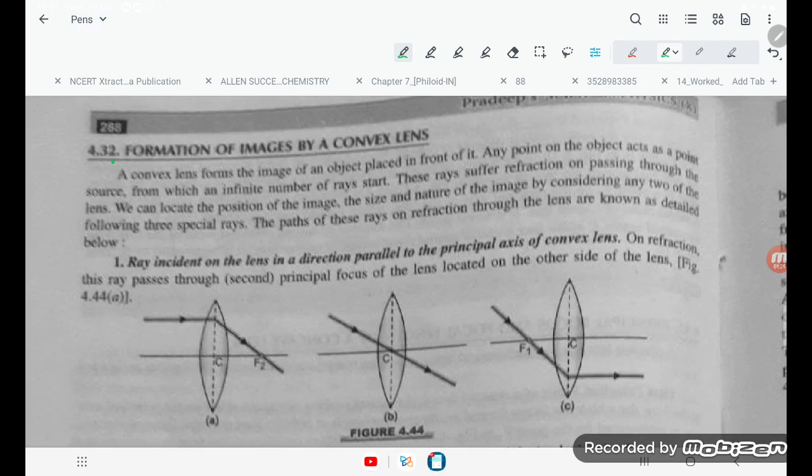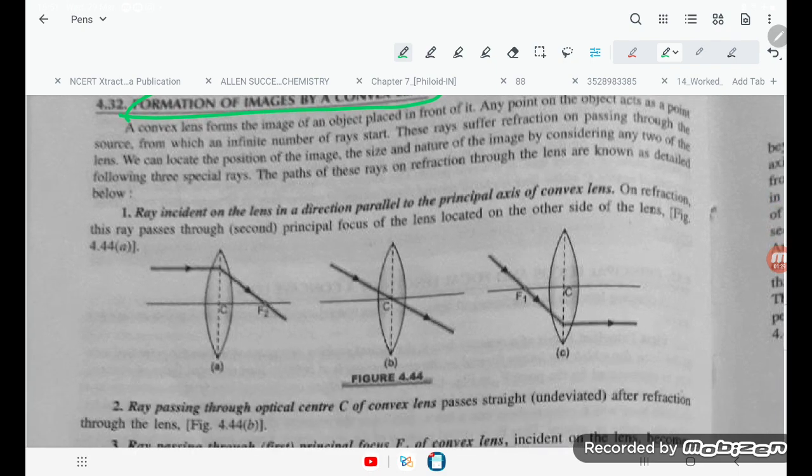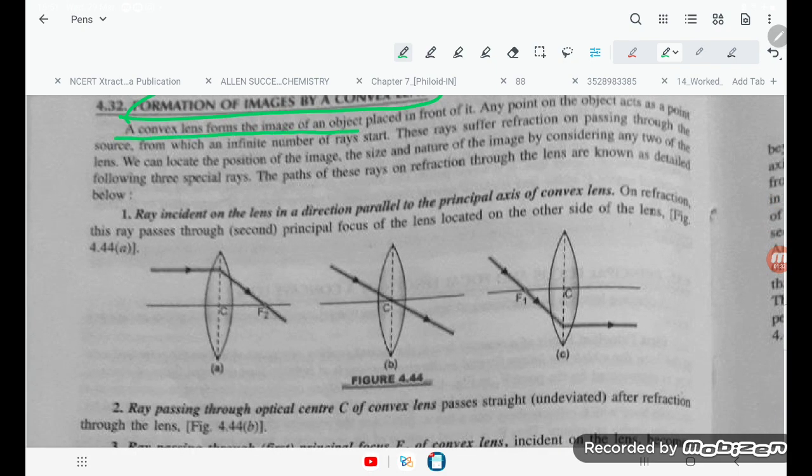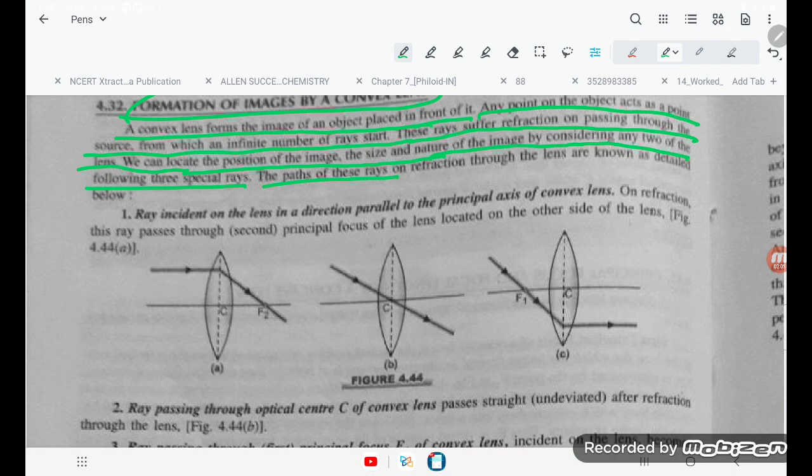Now, formation of image by convex lens. A convex lens forms the image of an object placed in front of it. Any point on the object acts as a point source, from which an infinite number of rays start. These rays suffer refraction on passing through the lens. We can locate the position and the size of the image by considering any two of the following three special rays. The paths of the rays and their refraction by the lens are given.